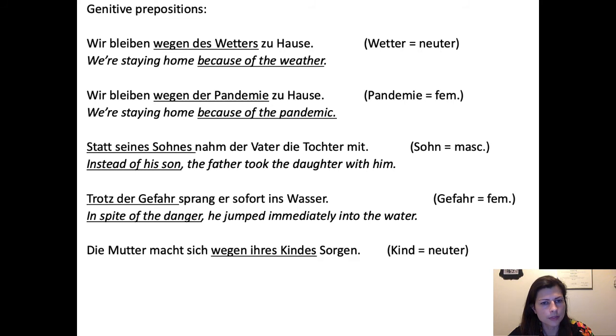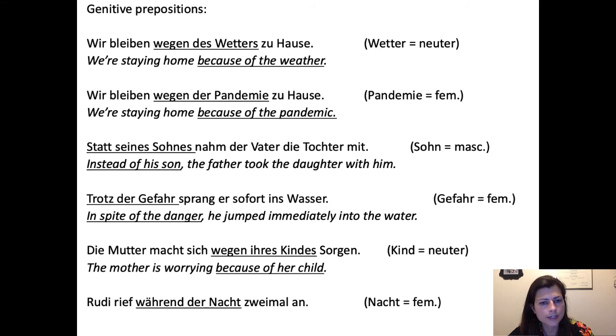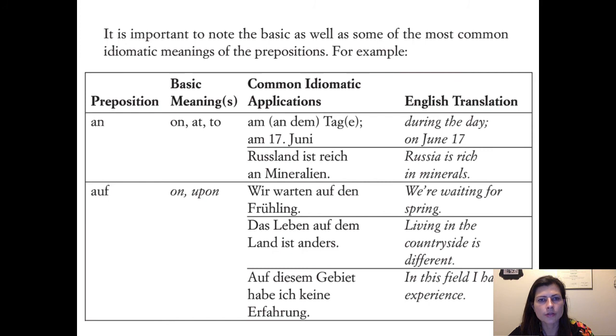Die Mutter macht sich wegen ihres Kindes Sorgen. The mother is worrying because of her child. Wegen ihres Kindes. Rudi rief während der Nacht zweimal an. Während means during, or sometimes while, but in this case as a preposition, during. So during the night, während der Nacht. It's in the genitive. So I would encourage you to review the meanings of the prepositions as they occur in various contexts. You can get so far by reading the chart and becoming familiar with these, but also it's just the sort of thing you have to acquire as you go.